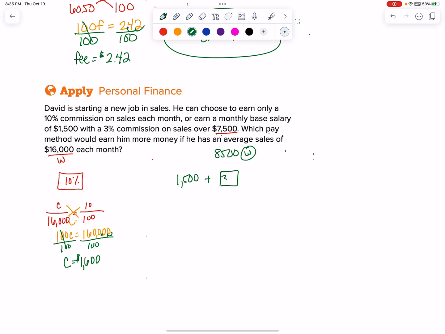This is my 1,500 plus 3% deal. So we have blank equals blank, and we know that we're earning 3% on this 8,500, which is the amount beyond the 7,500. And so what is my commission on that? Let's go ahead and do cross multiplying.